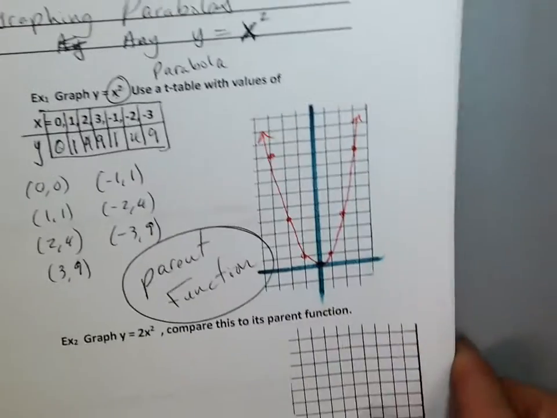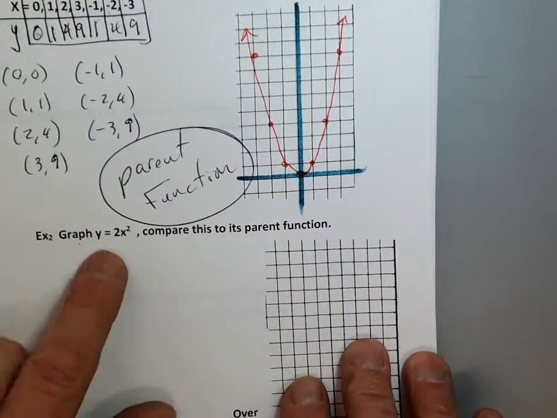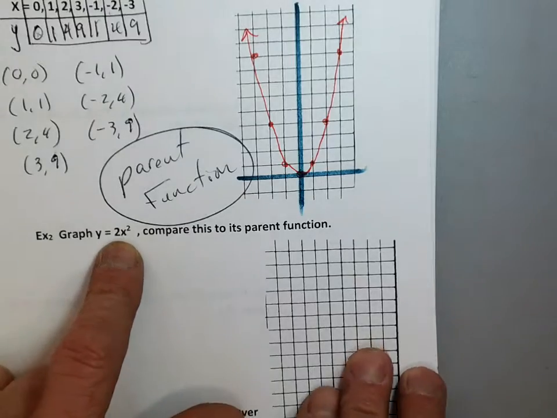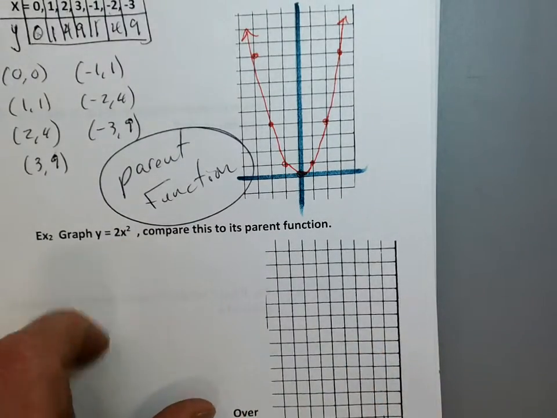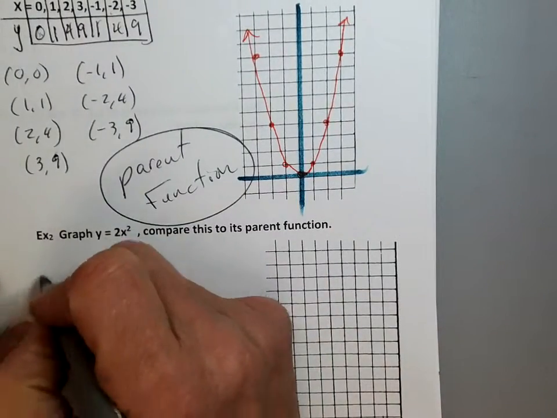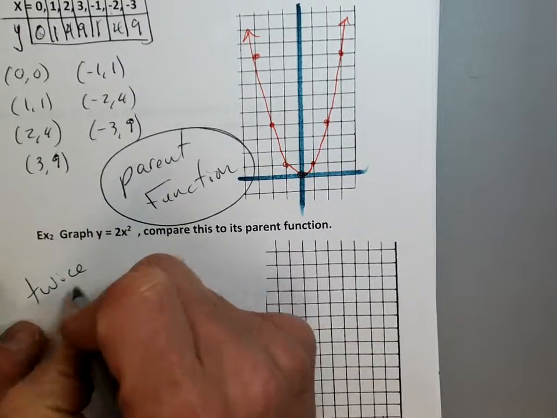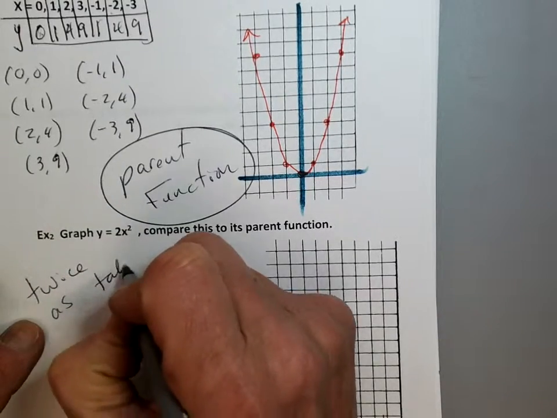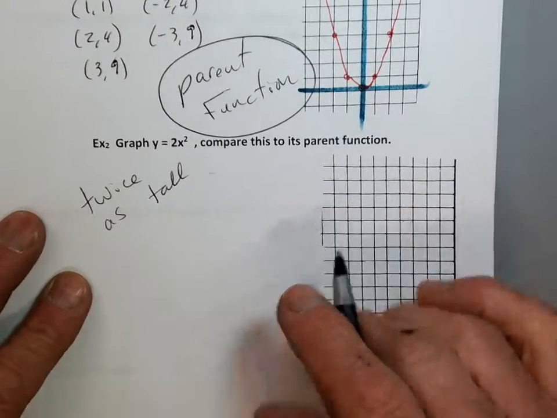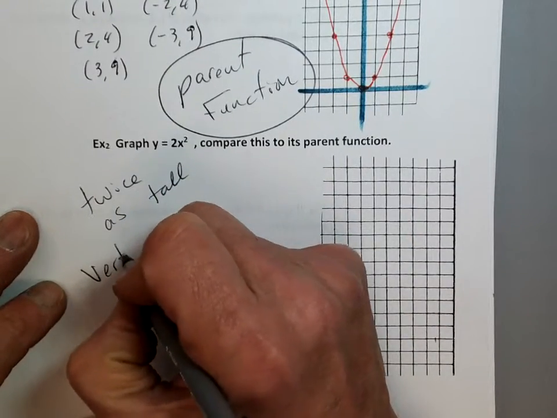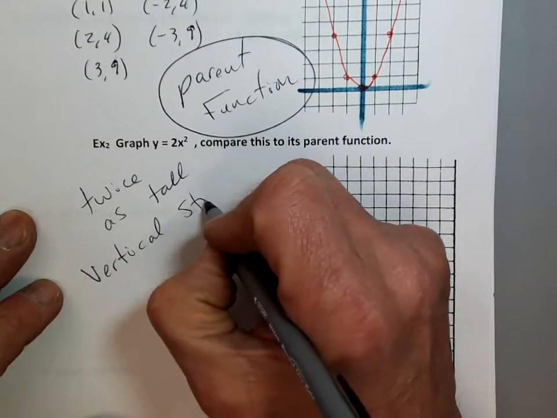All right, so now let's take a look at example 2. So to graph y equals 2 of x squared, what I need is my parabola twice as tall. It's going to be twice as tall. So it really is a vertical stretch.